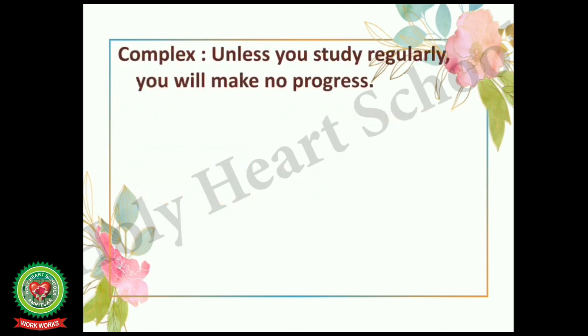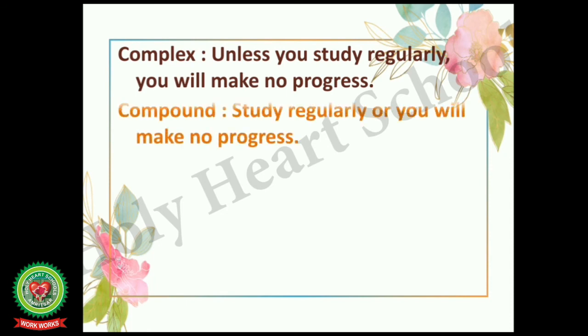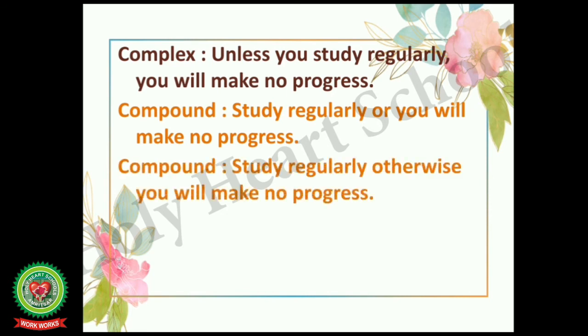Similarly, in the next statement, unless you study regularly, you will make no progress. Here again, we have two alternatives or choices. The first alternative is to study regularly and second alternative is make no progress. Again, we can use here the coordinating conjunction or. So our answer will be, study regularly or you will make no progress. And another way we can also write, like, study regularly, otherwise you will make no progress.